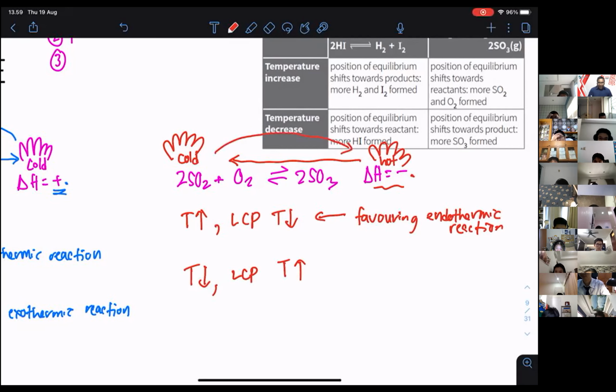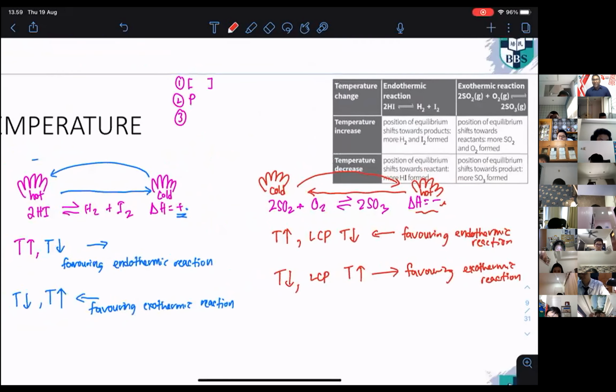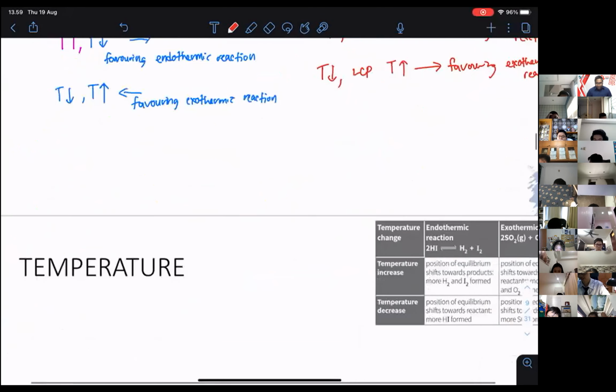The position is shifted to the right, favoring, okay, favoring what? Favoring, this is negative, the exothermic reaction. So you mention this. Make sure you mention this. Very, very important. So that is about temperature.